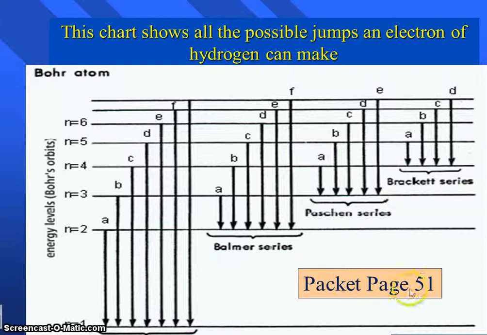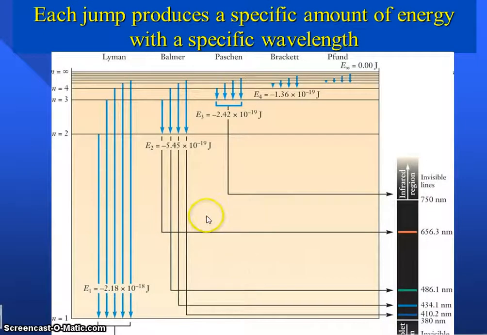So in your packets on page 51, you have a chart that looks like this, and this chart represents every possible jump that an electron can make. This is specific for a hydrogen atom. The lines that you see here represent the energy levels, so n equals 1 means energy level number 1, n equals 2 means energy level number 2, and the arrows represent a specific jump. Now remember, each jump is capable of giving off a specific amount of energy.